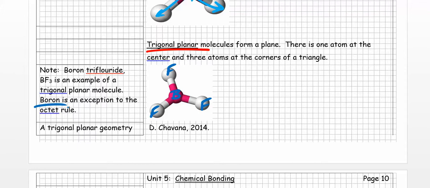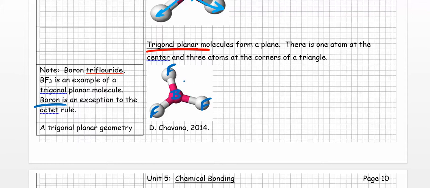By the way, you already knew that hydrogen was an exception to the octet rule. It requires only 2 electrons. But boron sometimes only requires 6 electrons, and this is one of those cases. But the point is we have a boron atom in the center. We have 3 fluorines surrounding the boron, okay? And those fluorines are going to move out to the vertices of, think of a triangle in a plane.